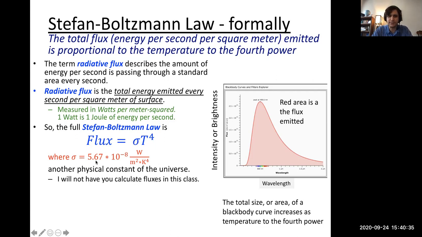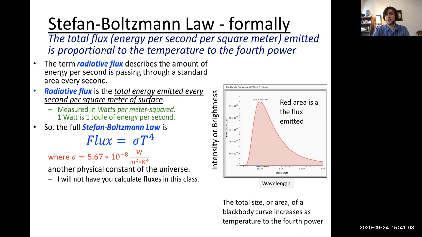It has a value 5.67 times 10 to the negative 8th, and the units on that would be watts per meter squared per Kelvin to the fourth. But don't worry about any of that. It's just some number. Just like when we worked with gravity, we had that big G, the universal gravitational constant. That was just some number. This is just some number. It's a different physical constant of the universe, the Stefan Boltzmann constant.